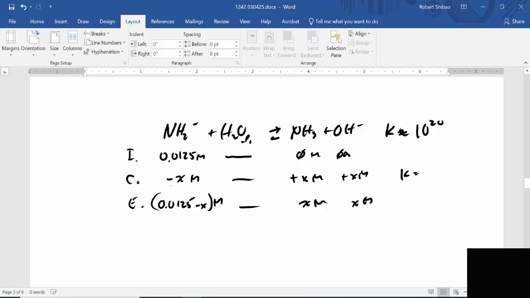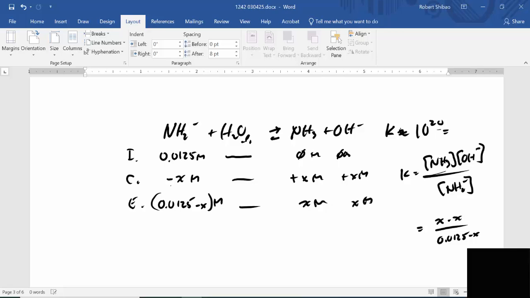All right, so now we just figure out what K is. K is going to equal the concentration of the products, ammonia, raised to the first, times the hydroxide, raised to the first, divided by the concentration of the amide, raised to the first. And then water is just an activity of 1. And so what we need to do is we have K here, 10 to the 20th. This is going to equal K down here. And so this is going to equal X times X divided by 0.0125 minus X here.